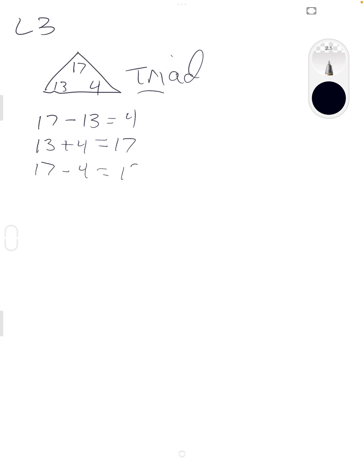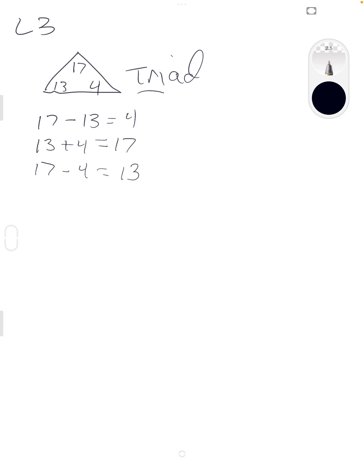So for example, 17, 13, 4. That's what we call a triad. You do not need to know that word, but tri just means 3. It's 3 things that are related. 17 minus 13 equals 4. 13 plus 4 equals 17. And 17 minus 4 equals 13. So they're all kind of related to each other.